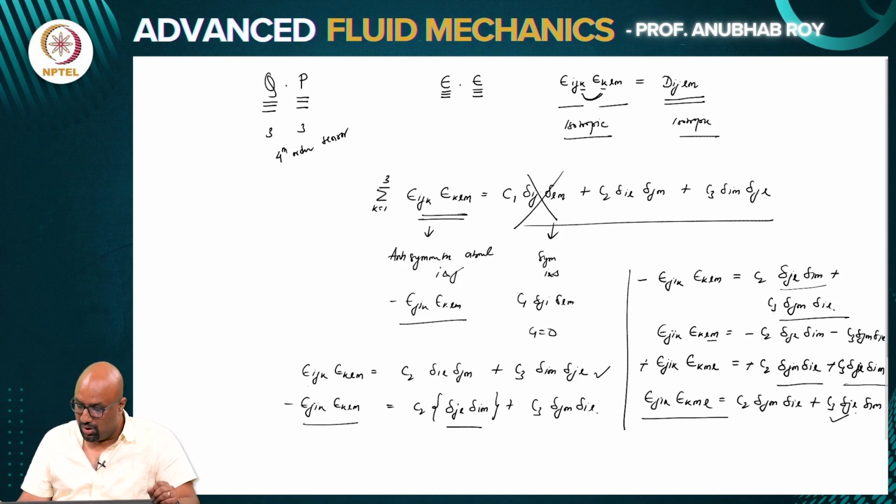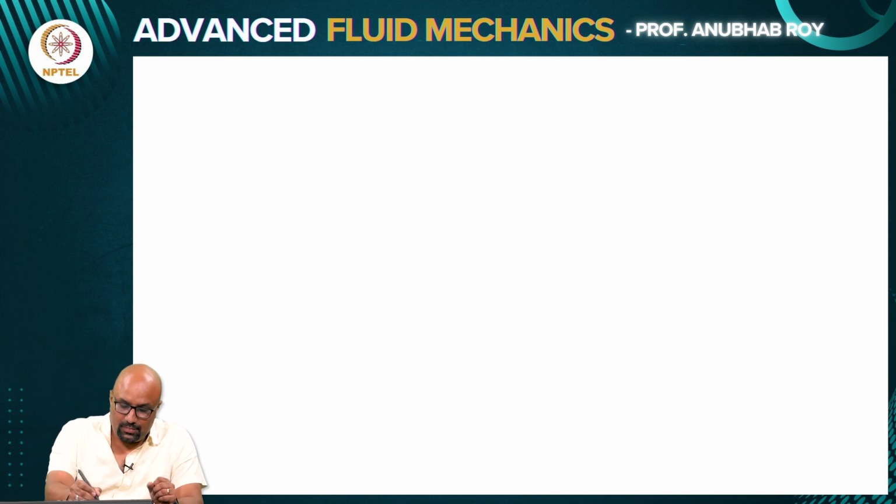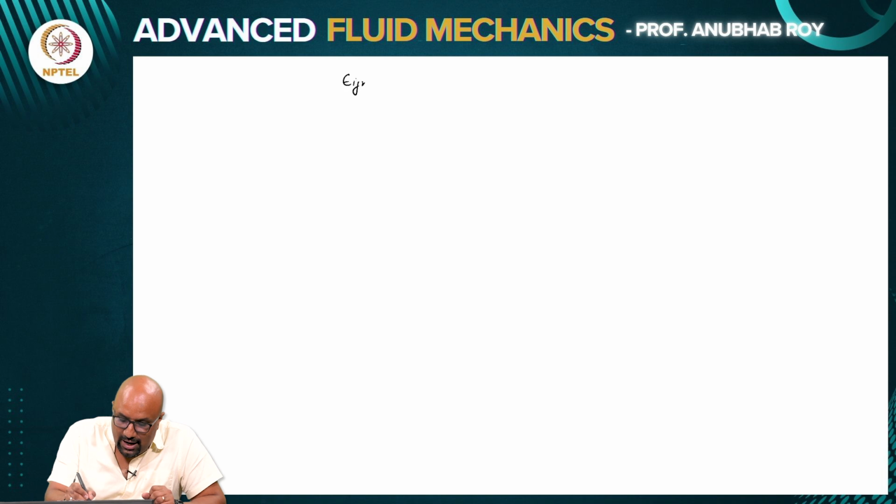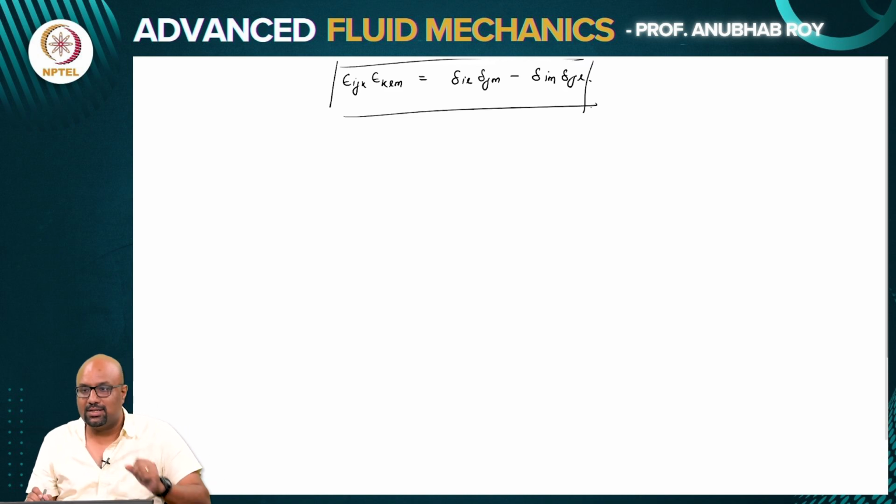So now if I try to find out what these constants actually are, I can subtract these two equations and then choose the values of some indices. So I can choose values of i, l, j, m, etc. So if I do that, I'll get C2 to be actually 1 and C3 to be minus 1. So finally what I have is epsilon ijk epsilon klm is delta il delta jm minus delta im delta jl. So this is a very important relation. It relates the product of two permutation symbols with a product of Kronecker deltas.